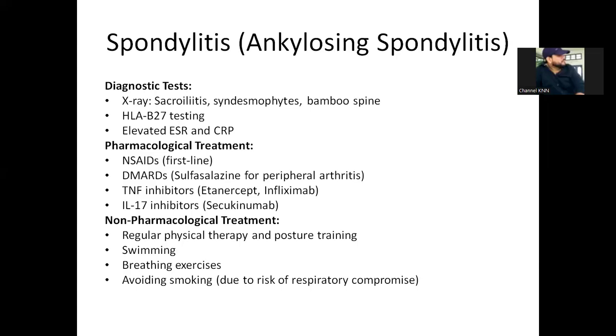Non-pharmacological treatment mainly involves regular physical therapy and posture training. Physical therapy should be done regularly, and posture training, the standing position and sitting position, can be trained properly for avoiding this spondylitis. Next is swimming. Swimming is one of the best exercises, and breathing exercises can be done. Avoiding smoking is the most important thing.